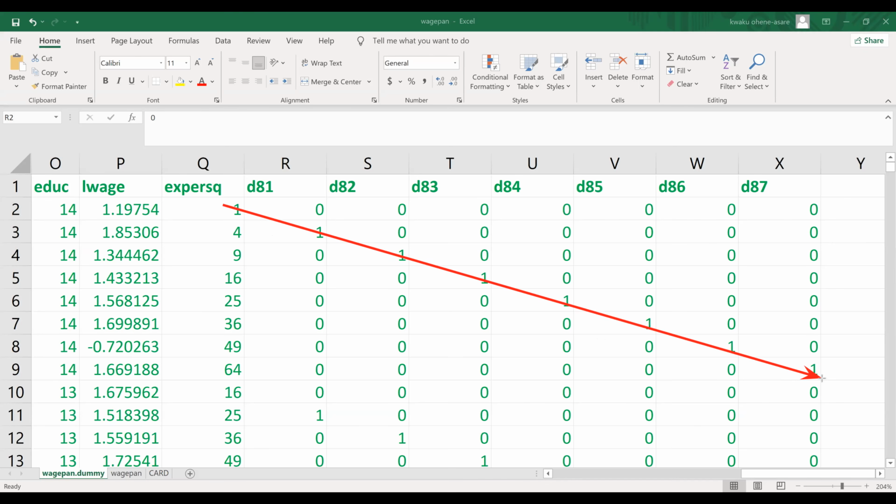Any question at all on that before we proceed? So now let's look at the research questions that we want to ask.